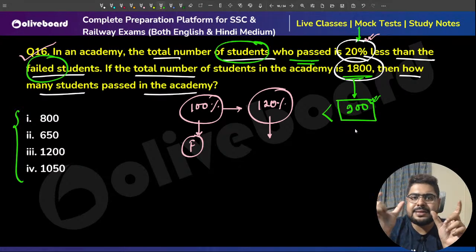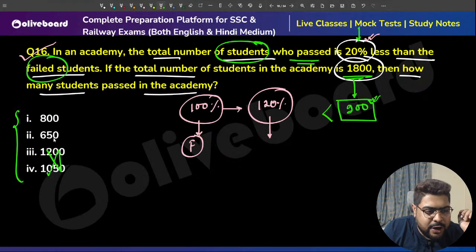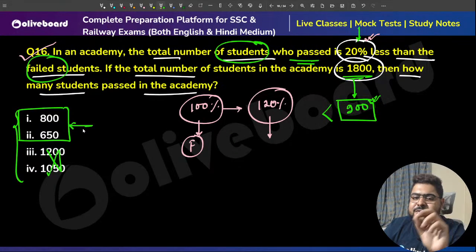1800, 900 passed, 900 failed. But it is not the case. The passing number of students is less. So these two cannot be the answer. These two have to be the answer. Anyone from these two.